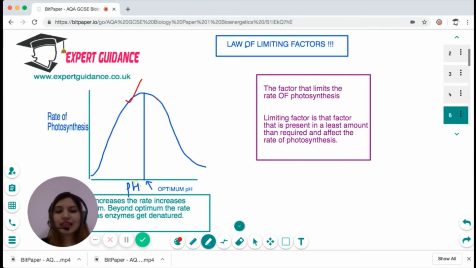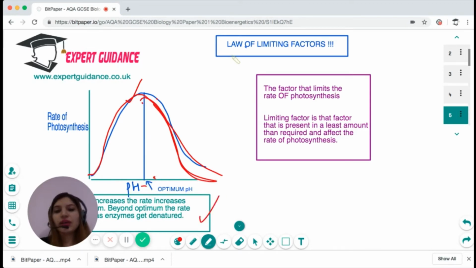Whereas in pH we get a little bell-shaped curve and it works the same way. The rate increases up to the optimum and then it drops. Why? Because of the same thing: the high pH changes the shape of the enzymes, which makes them non-functional.